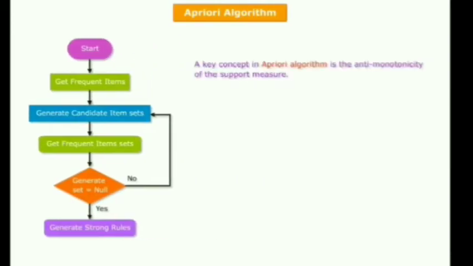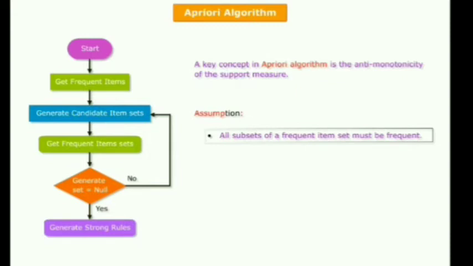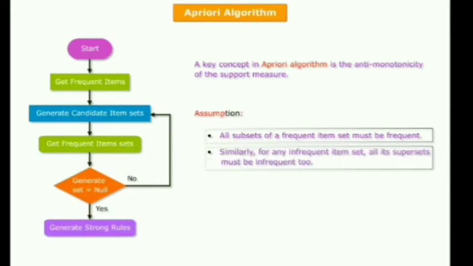A key concept in a priori algorithm is the anti-monotonicity of the support measure. It assumes that all subsets of a frequent item set must be frequent. Similarly, for any infrequent item set, all its supersets must be infrequent too. Now, take a look at the intuitive explanation of the algorithm with the help of the example.